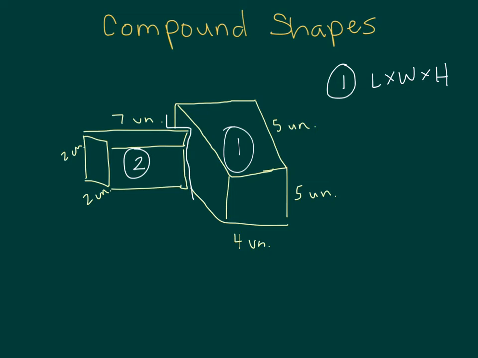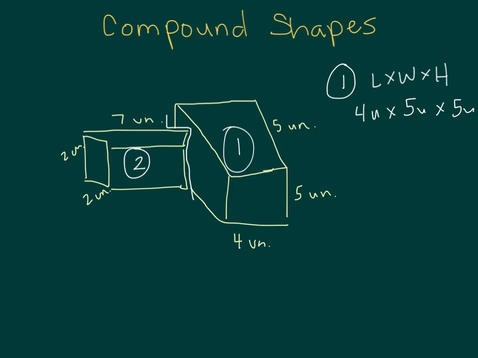We know that the length and width are pretty much interchangeable. The length for this is 4 units. The width right here is 5 units. And the height is 5 units. I multiply together, and in this case I just did the first two, 4 times 5, which is 20. That's an easy number to multiply by.